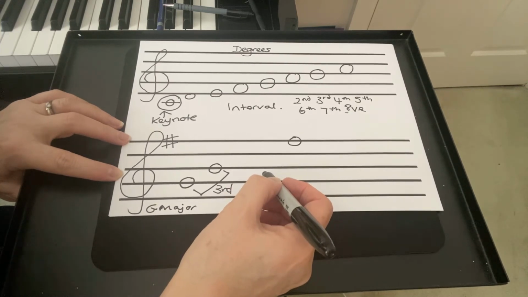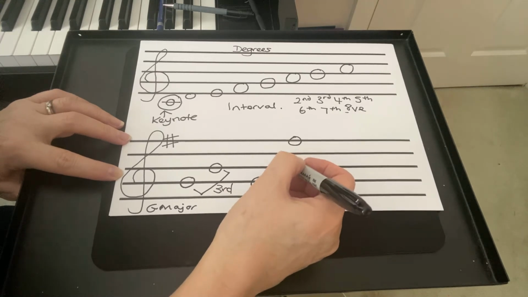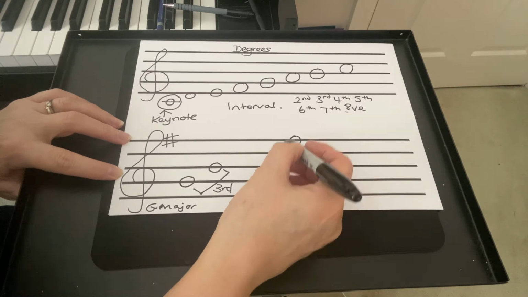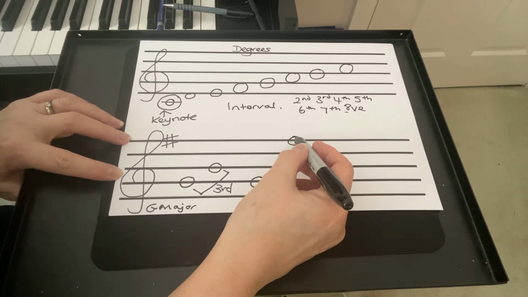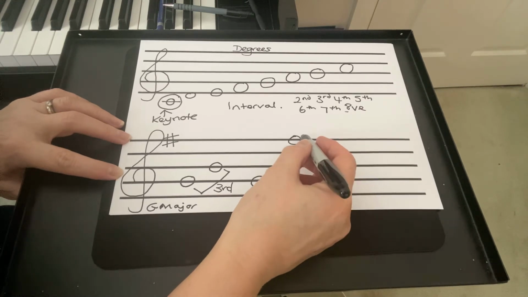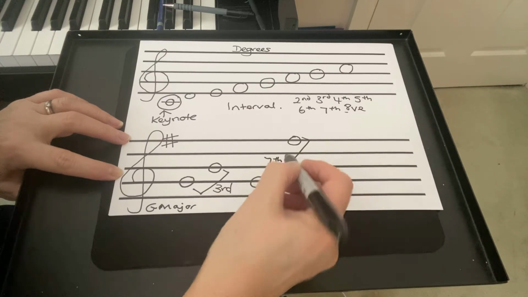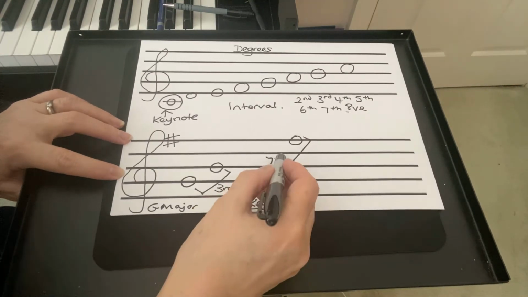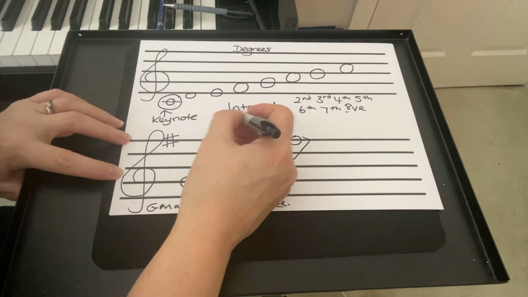The space next door is number 2. The next line is number 3. The next space is number 4. The next line is number 5. The next space is number 6. So the next line then is the 7th. Okay, so that interval between those two notes is an interval of a 7th, and that's how you would write your answer. Okay, so these are intervals.